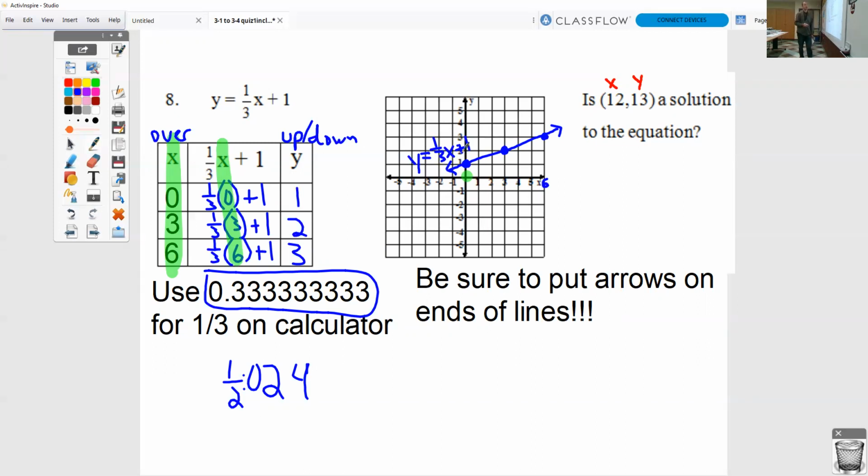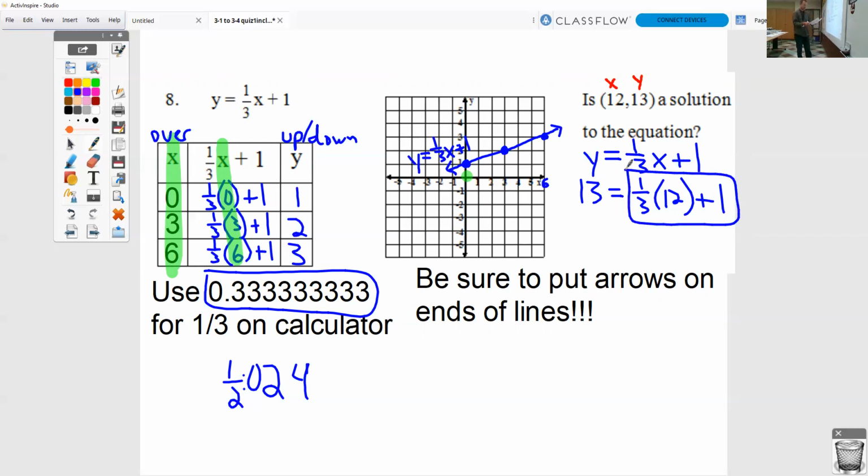In the third part, we are given the point 12, 13. 12 is your x, 13 is your y. So we're going to sub it into the equation and see if it checks. If it checks, then it's a yes. If it doesn't check, then it's a no. So I'm subbing in my 13 for my y and my 12 for my x. You can type this right into the calculator. 1/3 times 12 plus 1 gives you 5. Does 13 equal 5? No, it does not. Again, if they matched, then it would be a yes.